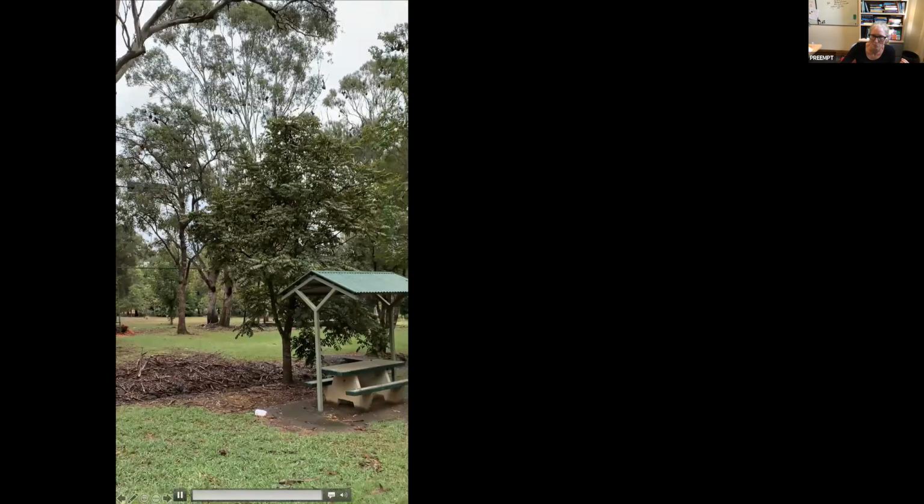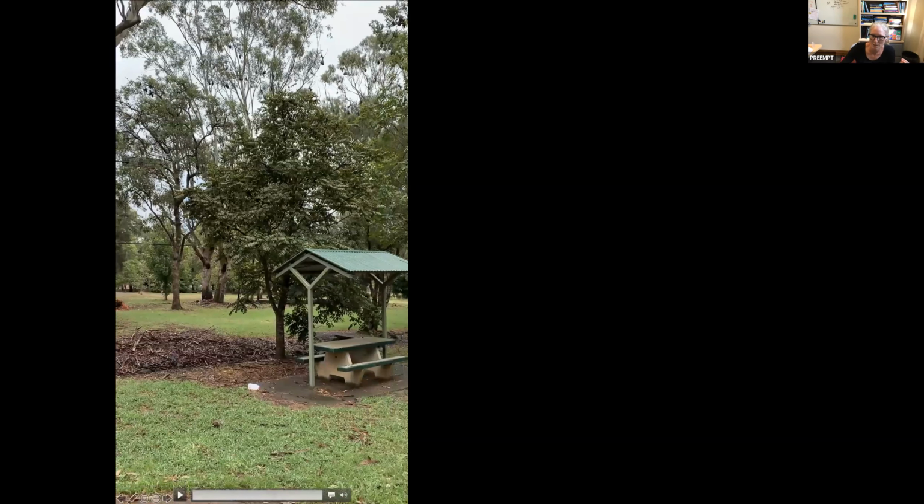And this is a roost site actually in an urban area, one of those new roosts that I talked about a second ago that have just popped up recently.